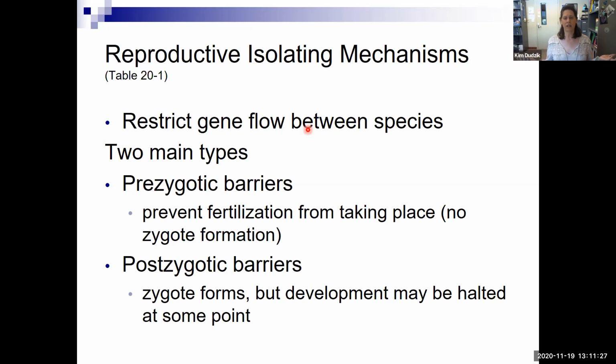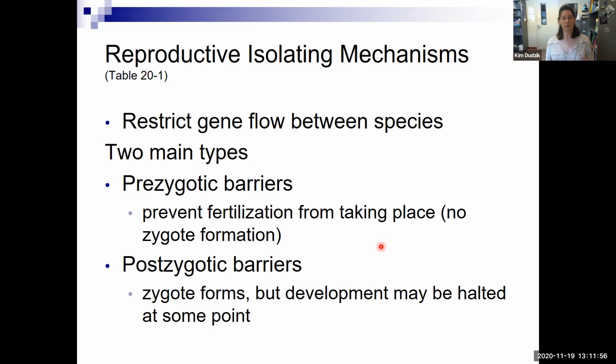So no fertilization can actually take place, which means no zygote can form. That's why it's called a prezygotic barrier. Maybe they go through a mating act, but the egg and the sperm can't fertilize, so you can't develop a zygote. So that's a prezygotic barrier, and we're going to go through 5 of those, I believe.